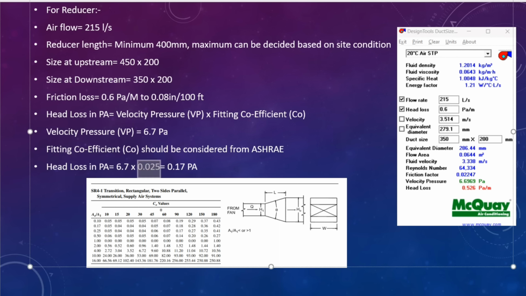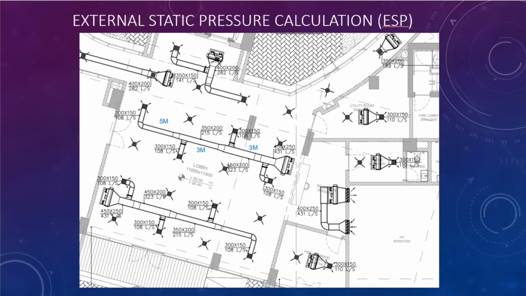Velocity pressure into fittings coefficient, with the velocity pressure from the duct sizer that we already found out, so it is equal to 0.17 Pascal for this reducer. So now we finish this reducer. The next reducer also, you can apply the same concept. You can try using the same method which I explained, and you will get the answer also.